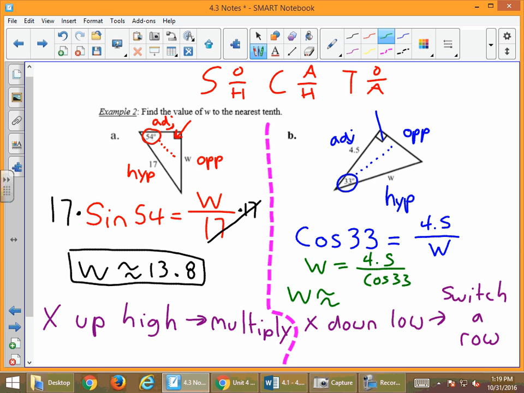Again, if you got it incorrect, raise your hand. We'll be around. Gary, what'd you get? Oh, 5.4. Yes, Gary, 5.4 is your correct answer. 3.7? You might be in the wrong mode, because you did not divide it. So 4.5 divided by cosine.